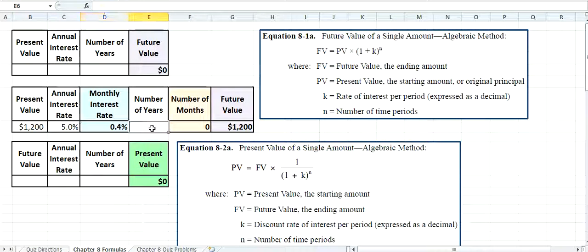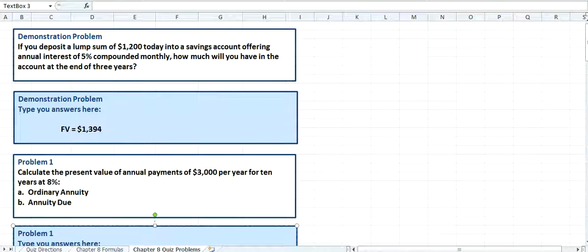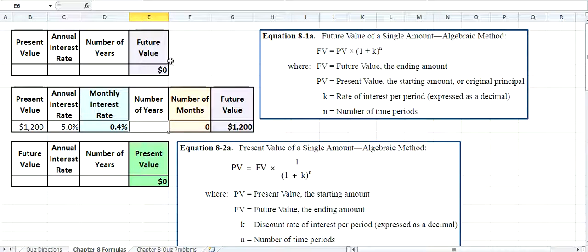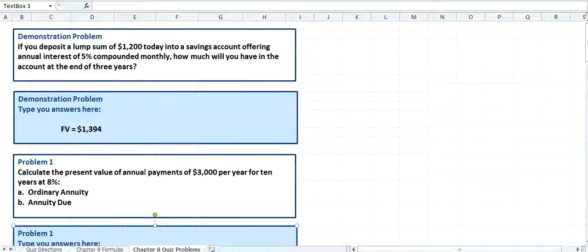So the number of years, let's go back and look. What were the number of years? 3 years. Okay, so I want to put 3 right here, and that's going to give us a number of months of 36 months, and then that's going to give us our future value of 1,394, which is the answer.